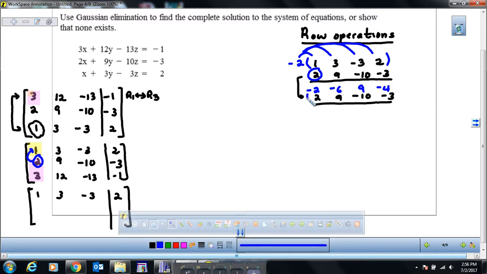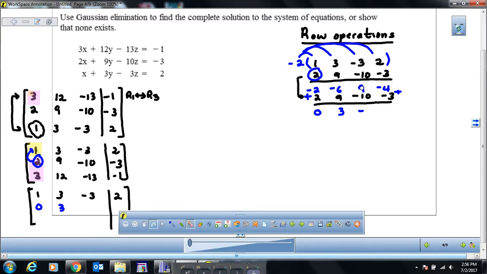So when we add them, negative 2 plus 2 is going to be a 0, so that's what we get here. Negative 6 plus 9 is a 3, so that's what we get here. 9 plus negative 10 is negative. Oh, I made a mistake here. Hold on. Negative 2 times negative 3 is positive 6, not a 9. So let me correct this. Positive 6. So then 6 plus negative 10 is going to be negative 4. And negative 4 plus negative 3 is negative 7.